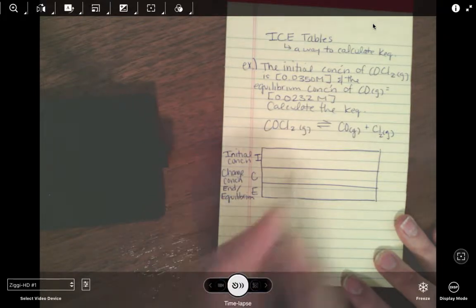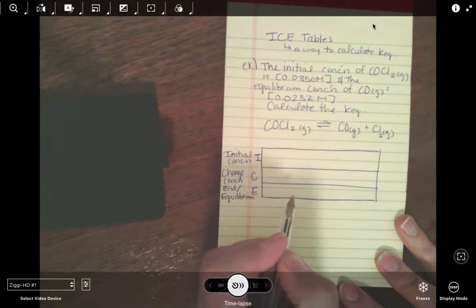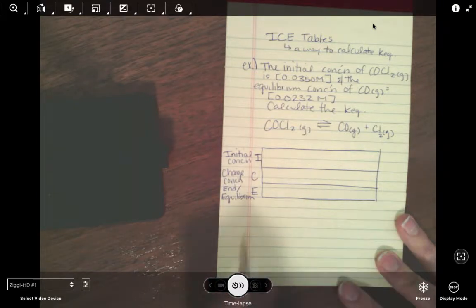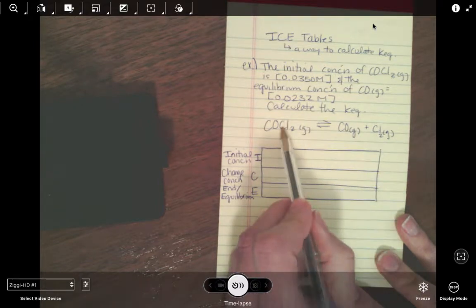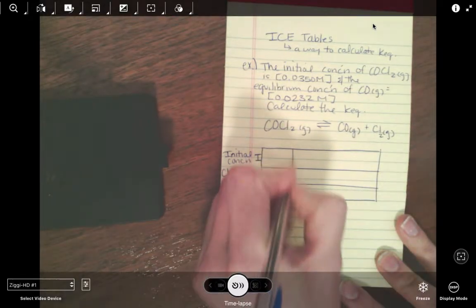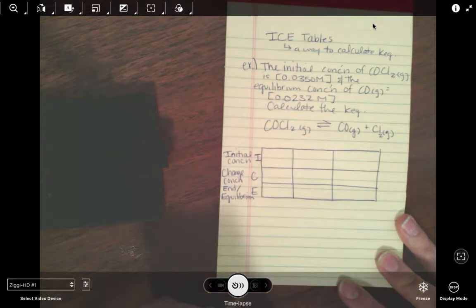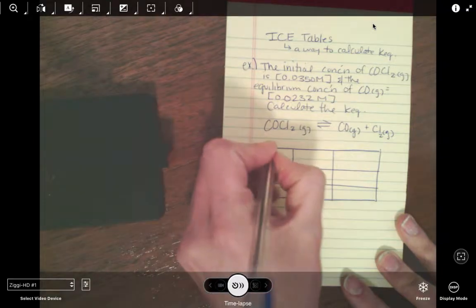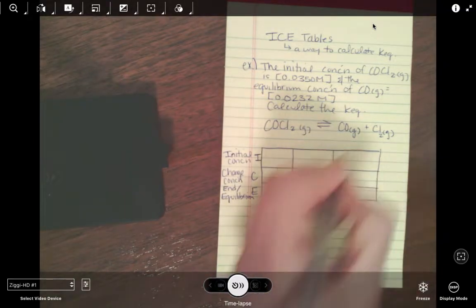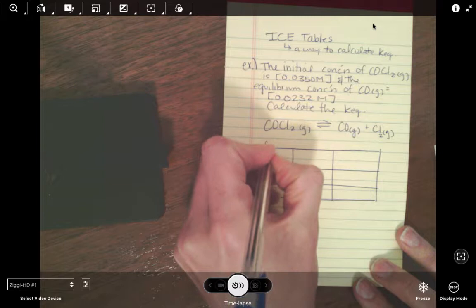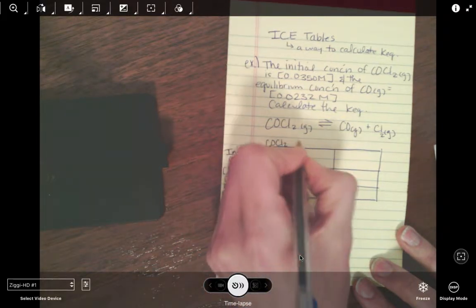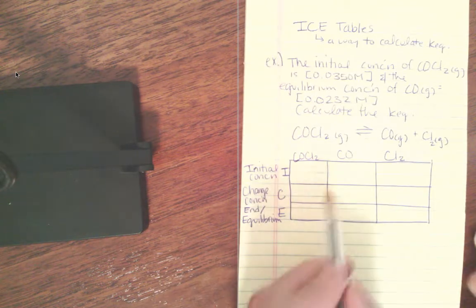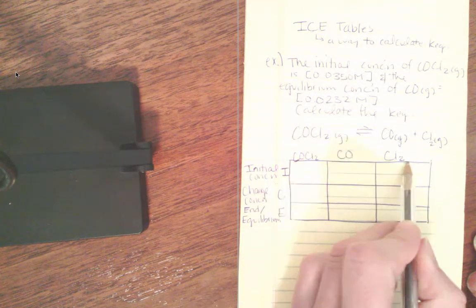Okay. The amount of columns that you use is dependent on the equation. So because I have 3 species in this reaction, I have 1 reactant and 2 products, I'm going to get 3 columns. If there were 4 species in the reaction, I would have 4 columns. So then I'm going to rewrite the reaction on top of the ICE table and designate each column as one of the species.